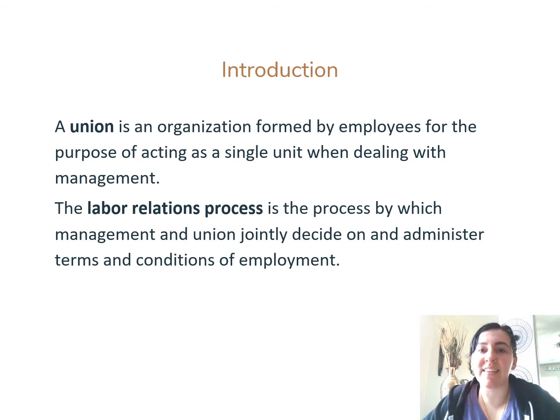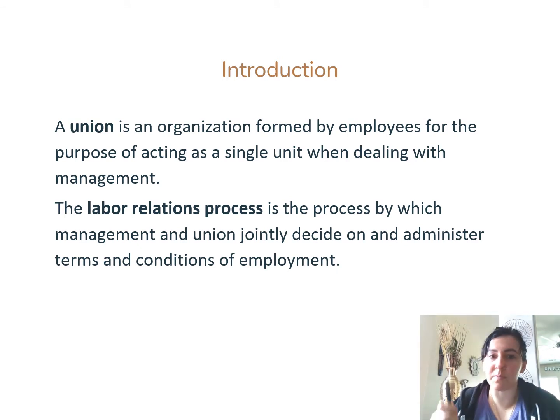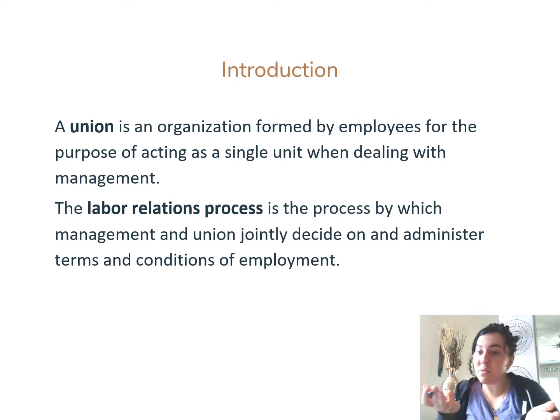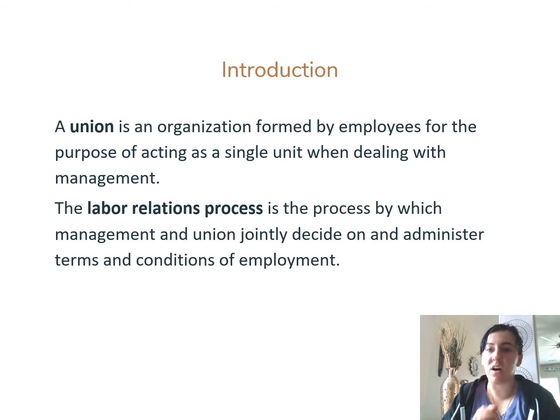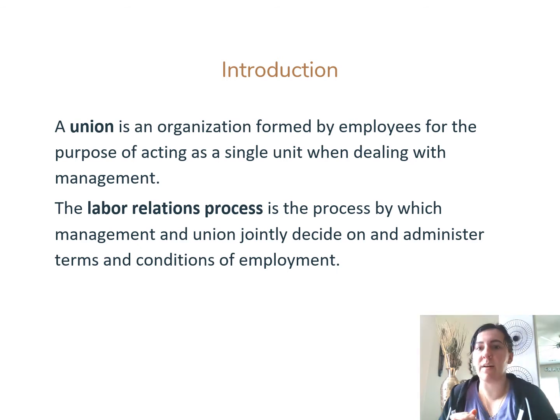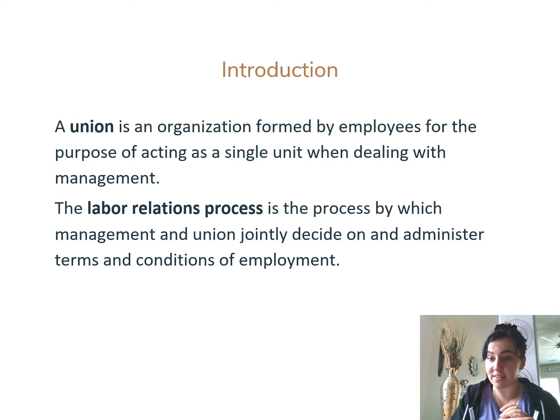A union is an organization formed by employees for the purpose of acting as a single unit when dealing with management. The labor relations process is the process by which management and a union jointly decide on and administer terms and conditions of employment. So the employees of an organization decide they are going to form a union, like a club, pretty much, and they elect representatives to speak for them and negotiate things with management.